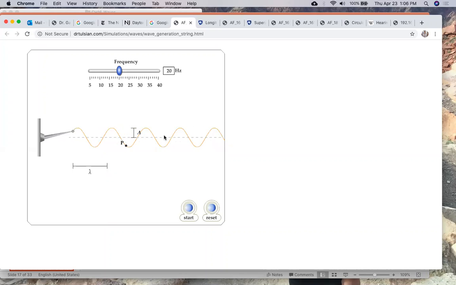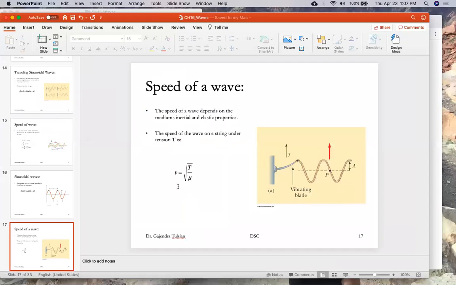If you increase the tension in the string, the velocity of the wave is faster, okay, is higher. And that's what this expression gives you. So for the velocity of a wave on a string, the velocity is given by the square root of the tension divided by the mass per unit length of the string. Mass per unit length is the mass of 1 meter of the string. So the velocity of the wave is dependent on the tension and so on.